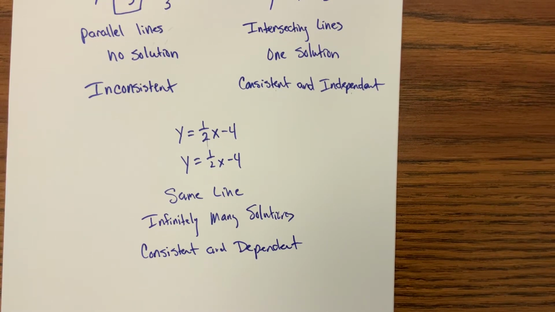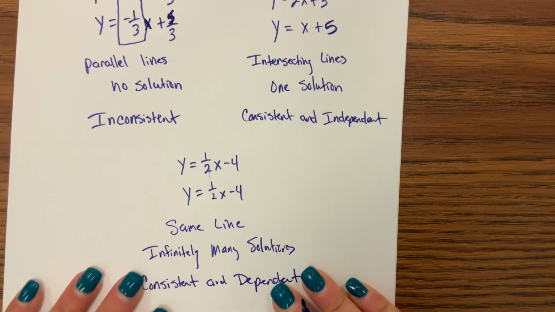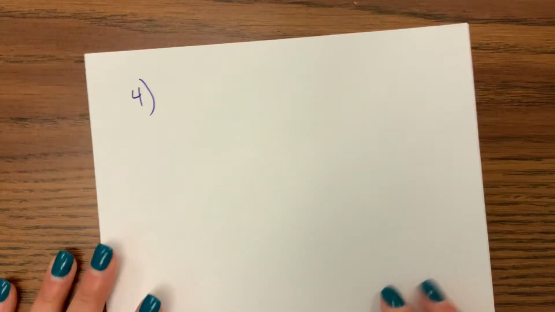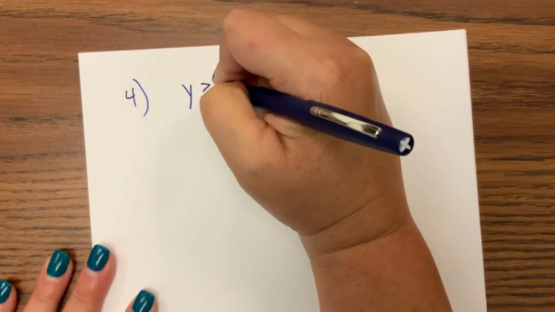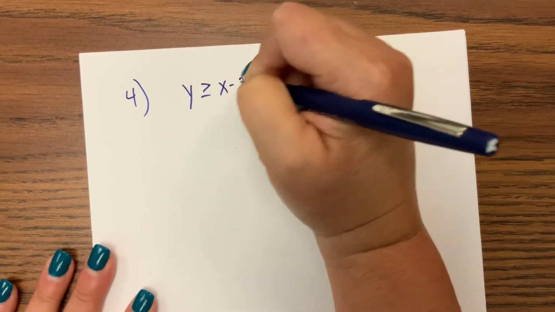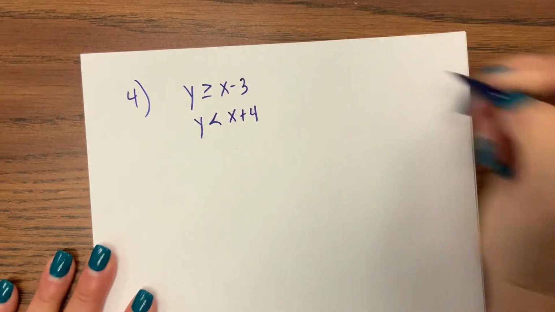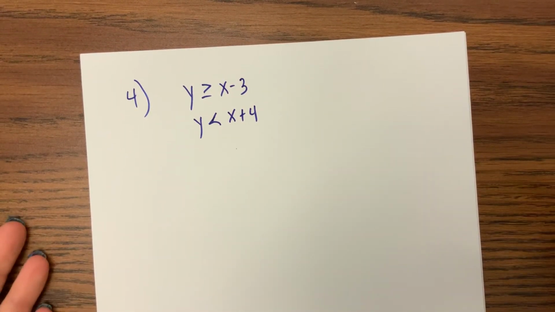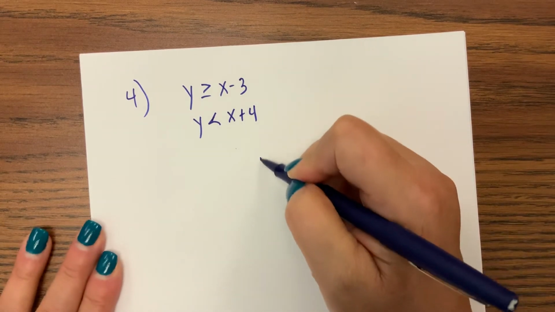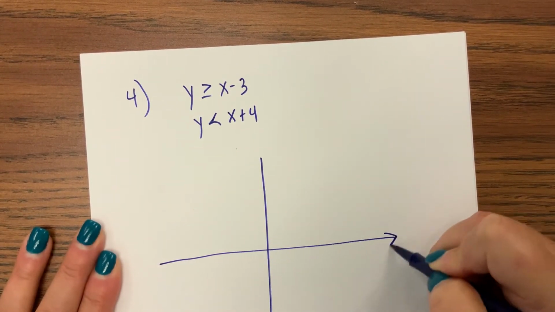Okay, slide 4 is a system of inequalities again, and it says which graph is the solution to the system. So they give you two linear inequalities, and I would say graph them, because you can't ever have enough practice graphing.